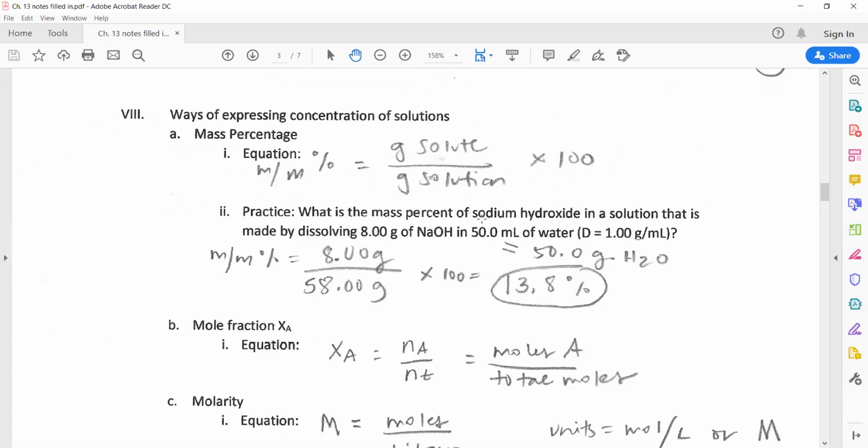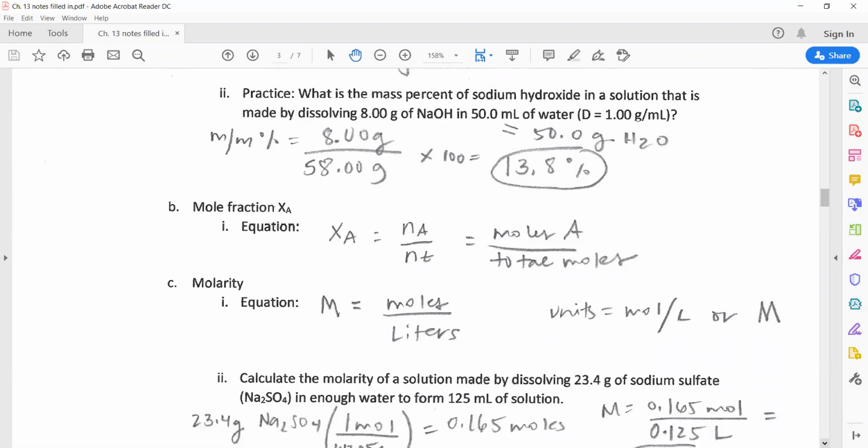So here, what's the mass percent of sodium hydroxide if you have 8 grams of sodium hydroxide in 50 mL of water? Remember with water, density is always 1 gram per milliliter. So if you've got 50 milliliters, that means you've got 50 grams of water. So for mass percent, we take the amount of solute, which is the lesser amount, correct? Because that's the minority component. So we've got 8 grams on top over the total solution, which is 58 grams, times 100. And we get 13.8%.